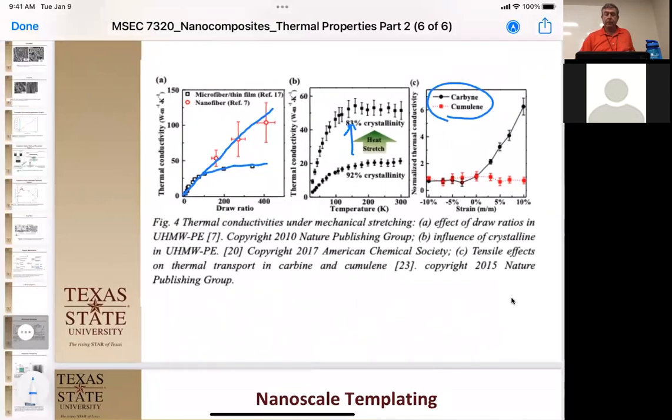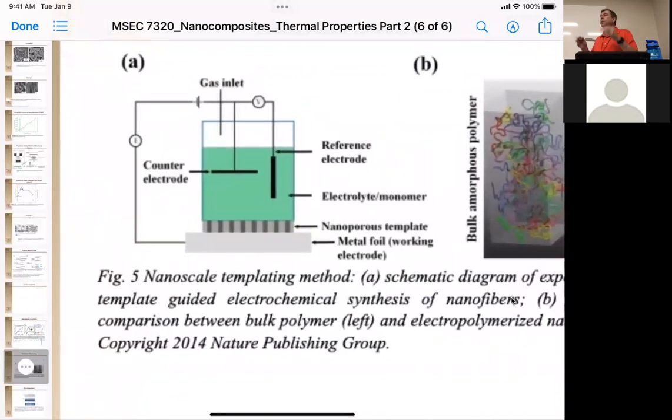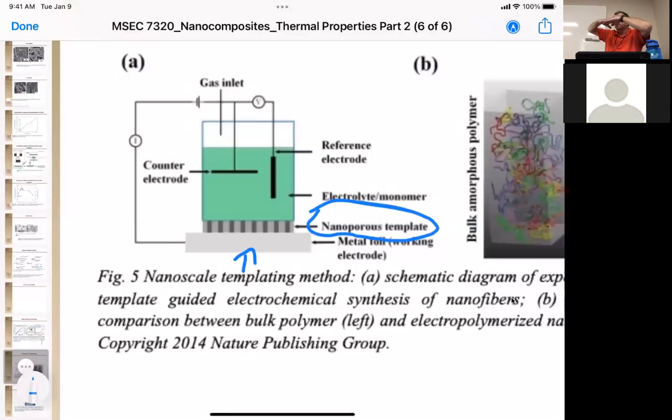So the next thing we can do is we can nano template. Okay, so that's going to template it so that as you're growing the polymer, it grows in an orderly fashion. So in this one, this is actually kind of cool. What they're going to do is they're going to electrochemically grow a polymer. Okay, but they're electrochemically growing a polymer with a nanoporous template. So the actual electrode, the working electrode that they're going to grow the polymer from, has this porous material put on top of it. So it has to grow through the little channels in the pores. It has to grow up through the little thing.